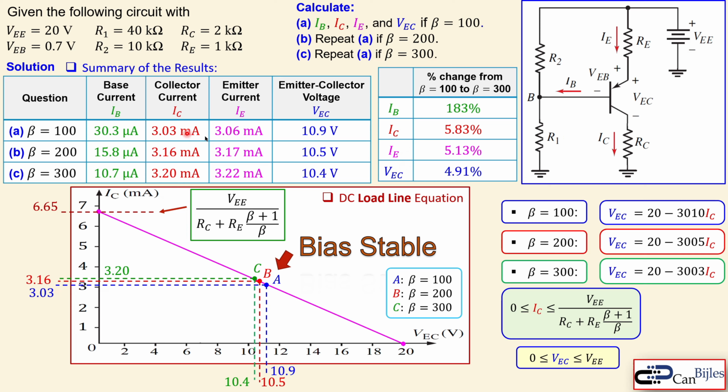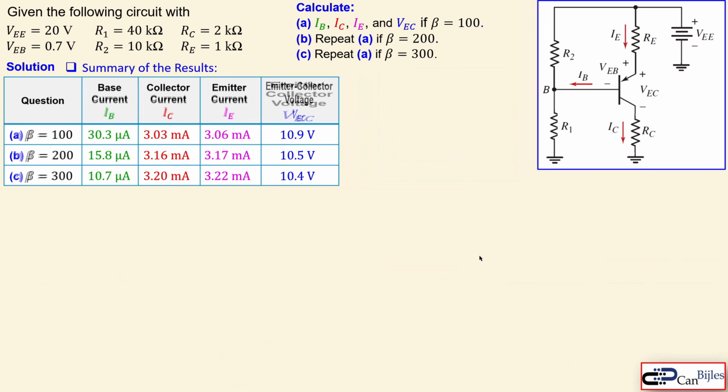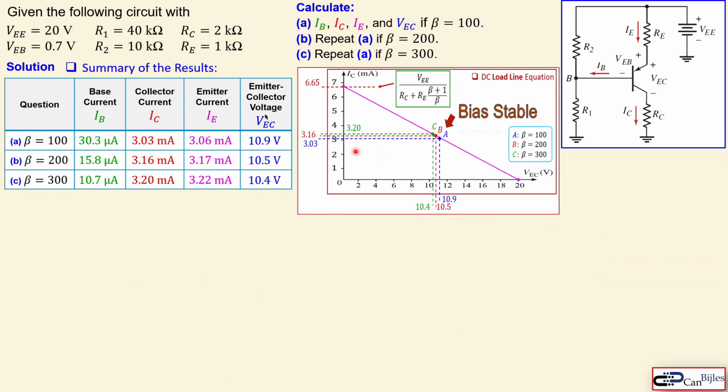IC will now change from this value to that value, which is then 5.8% approximately. Emitter current will be then 5.1%. And the VEC, the emitter collector voltage, will go for 4.9% change. So approximately 5.5%, maybe in the extreme case 6%, when you go from 100 to 300 with a beta, which is 200% change. Again, still a very stable situation compared to the enormous change in the beta. And that's also shown here graphically in our DC load line. Okay, this is the summary of the results, and this is again a table.